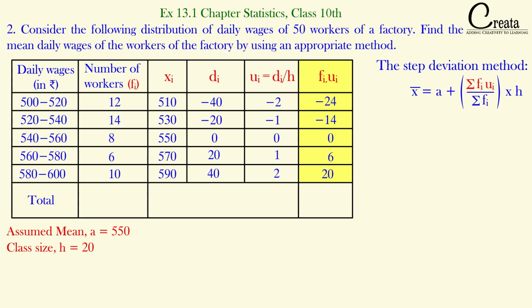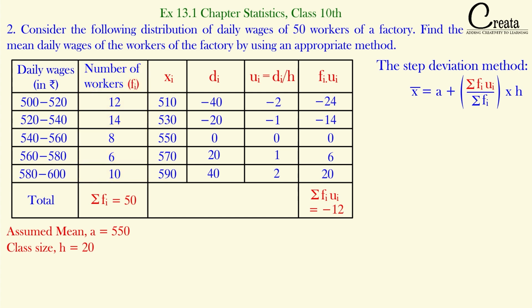Let's add all these values. We got sigma Fi into Ui, that is the sum of Fi into Ui, which is minus 12. Got it? Let's also calculate the sum of Fi, which is 50. So we got sigma Fi equal to 50.